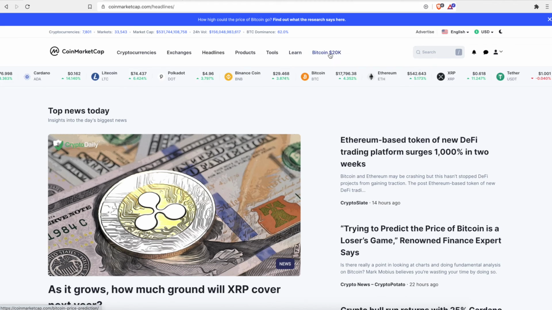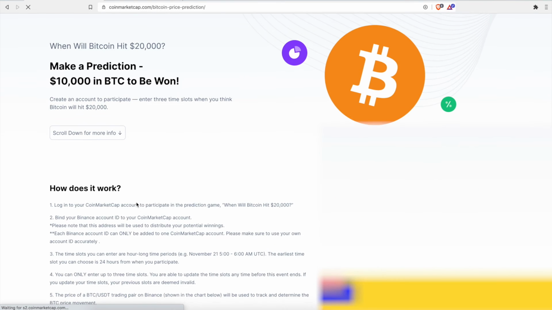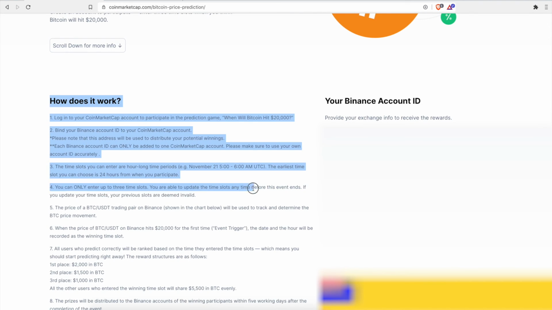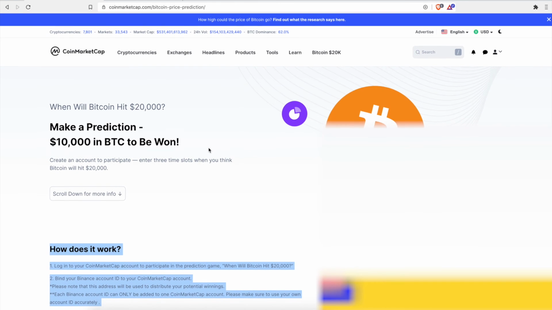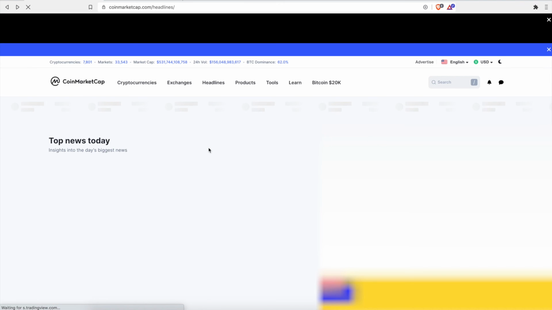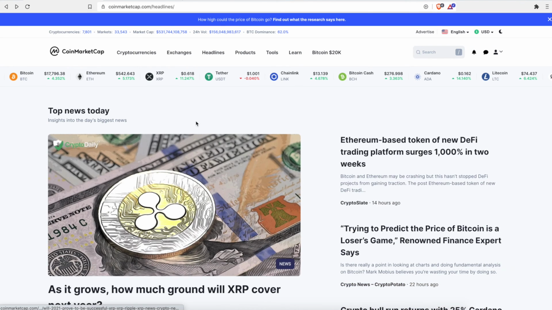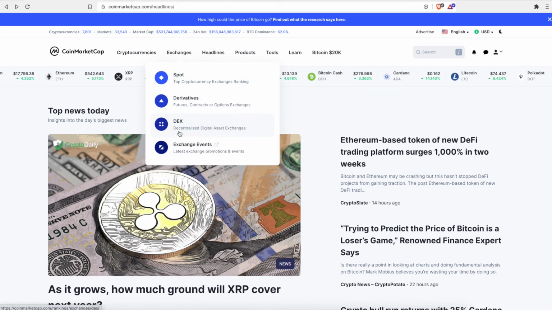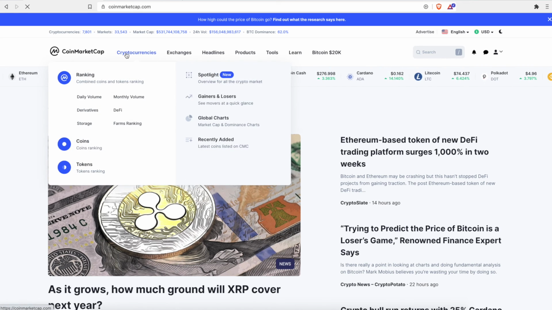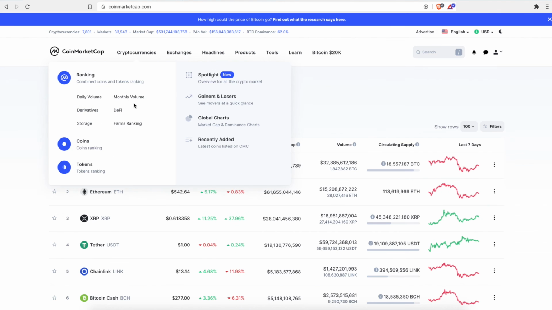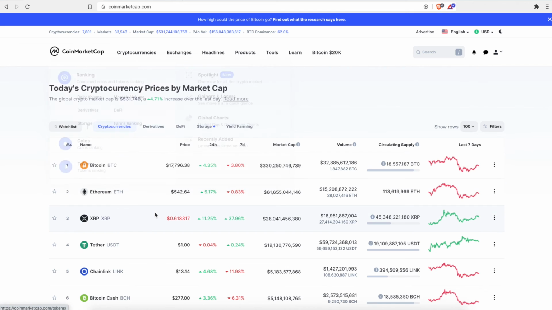Oh, Bitcoin 20K. This is a little thing they have going to win 10K in Bitcoin. Basically, you just guess. You enter your Binance account and try to get that set up so you can win some cryptos or win some Bitcoin. Yeah, that's CoinMarketCap in a nutshell.